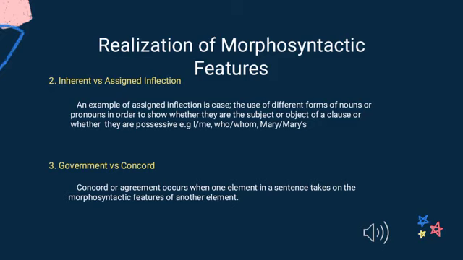The third is government versus concord. Government is more or less what it sounds like. One word dictates the form of another. Example, verbs and nouns or prepositions and nouns relationship. Concord or agreement occurs when one element in a sentence takes on the morphosyntactic features of another element. Example, he walks and we walk.